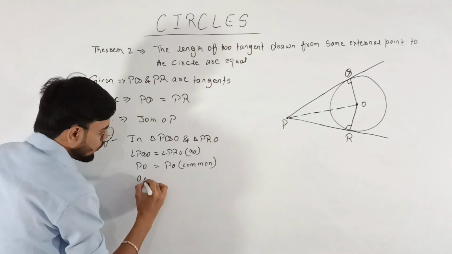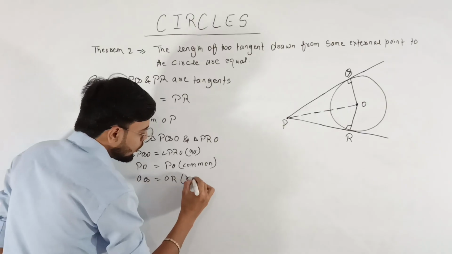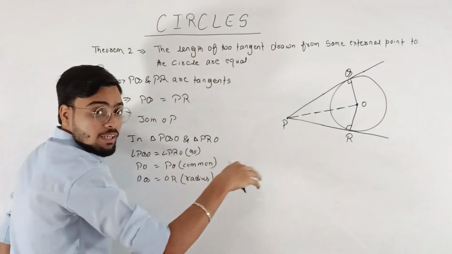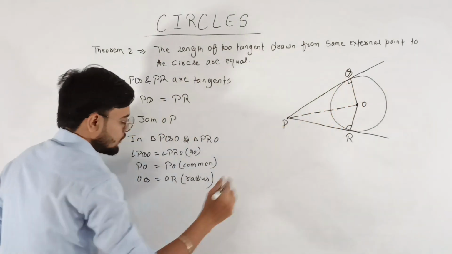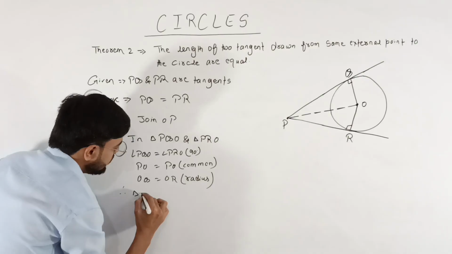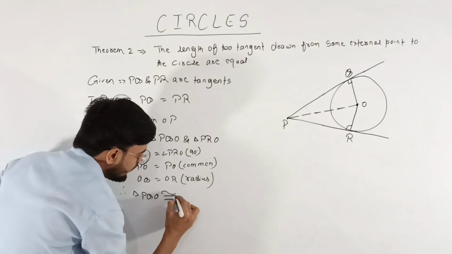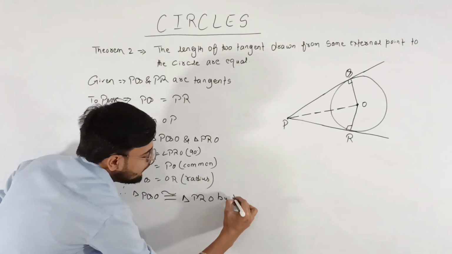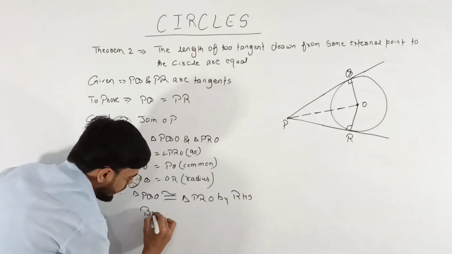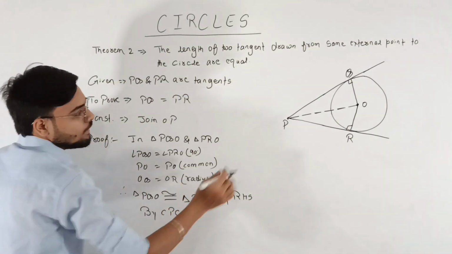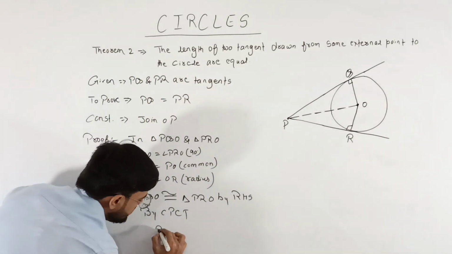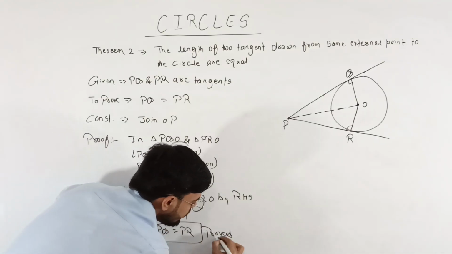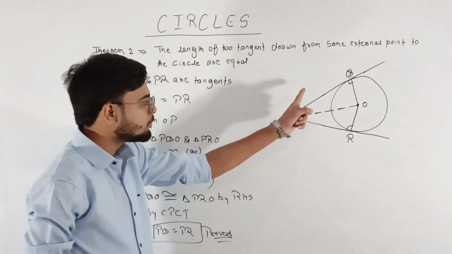The third one is OQ is equal to OR. Why? Because they are both radii of this circle. So from these three, these two triangles are congruent by RHS, right angle, hypotenuse, side. So therefore triangle PQO is congruent to triangle PRO. Then by CPCT, we write PQ is equal to PR. By CPCT, PQ is equal to PR. We have to prove this. Okay, so PQ is equal to PR.